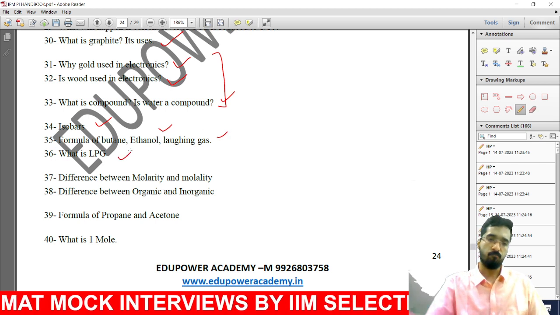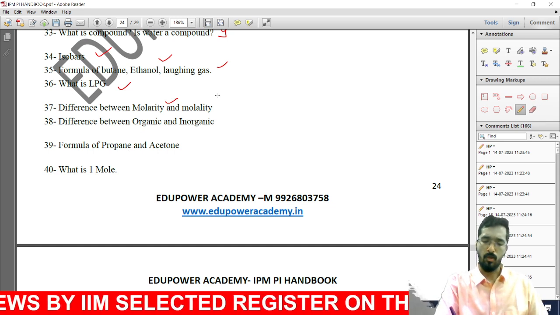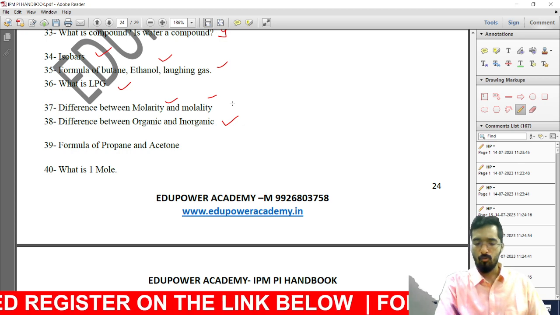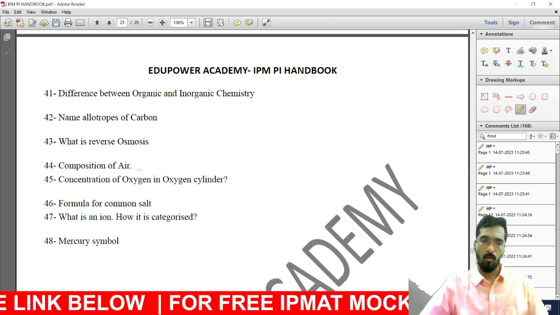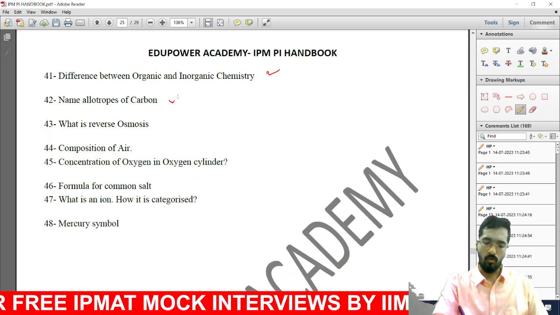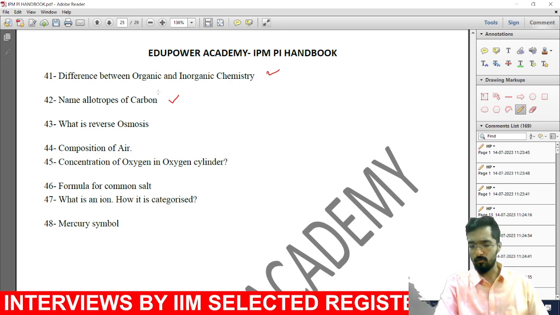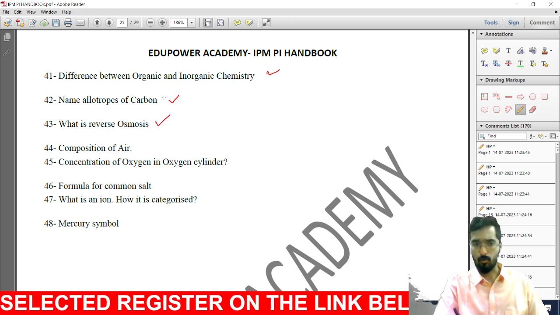What is LPG? Okay. Difference between molarity and molality. Difference between organic chemistry and inorganic chemistry. Formula of propane and acetone. What is 1 mole? Difference between organic and inorganic chemistry, allotropes of carbon. Okay, again I think the carbon chapter is important. What is reverse osmosis? Again, the osmosis chapter is important.